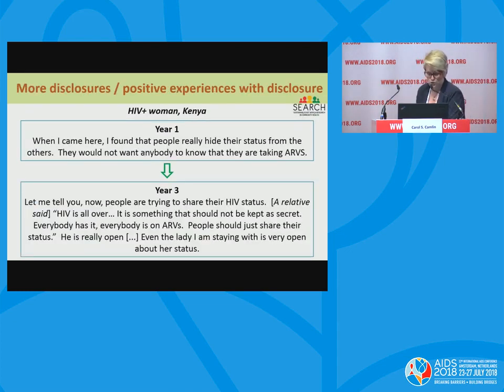About the pathway of disclosures, an HIV-positive woman in Kenya at the baseline year said, "When I came here," she had just moved to a community, "I found that people really hide their status from the others. They would not want anybody to know that they are taking ARVs." 2 years later, this woman said, "Let me tell you, now people are trying to share their HIV status." A relative said, "HIV is all over. It is something that should not be kept a secret. Everybody has it. Everybody is on ARVs. People should just share their status. He's really open. Even the lady I'm staying with is very open about her status."